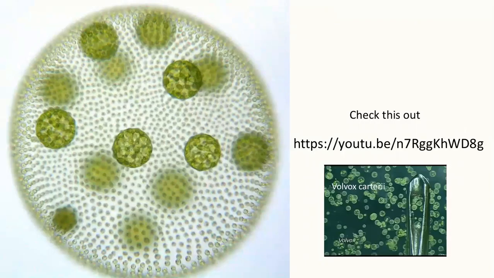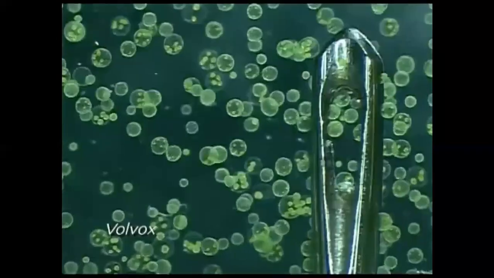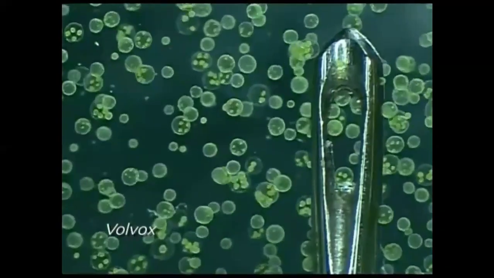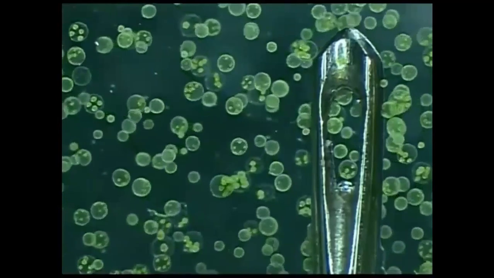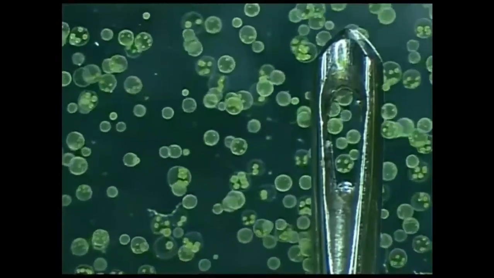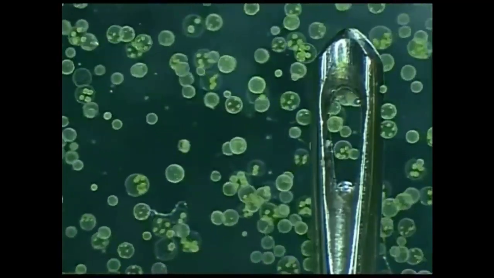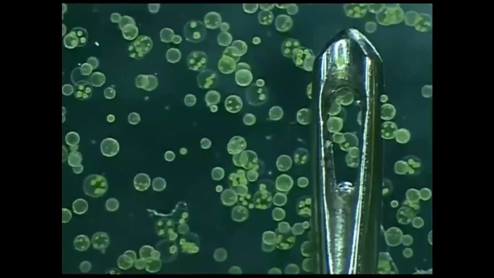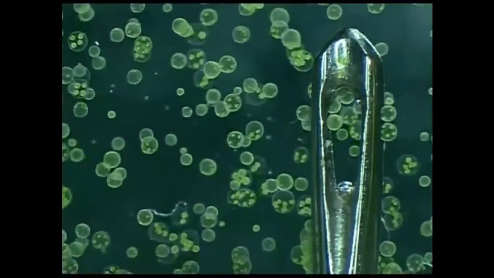So I will leave you with this video where you can see how the inversion is happening and how it is reproducing. So enjoy. The ultimate expression of Volvocalean evolution is Volvox, whose beautiful colonies are large enough to be visible with the naked eye. The eye of the needle gives a sense of scale.